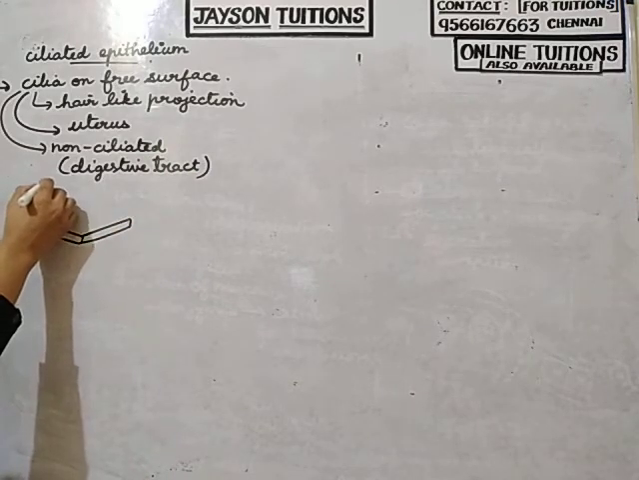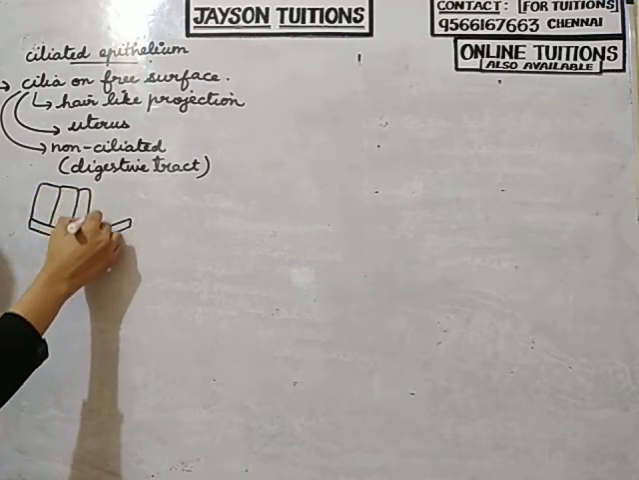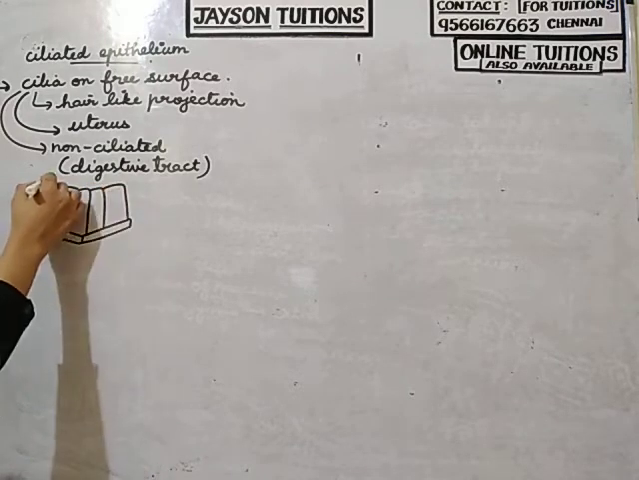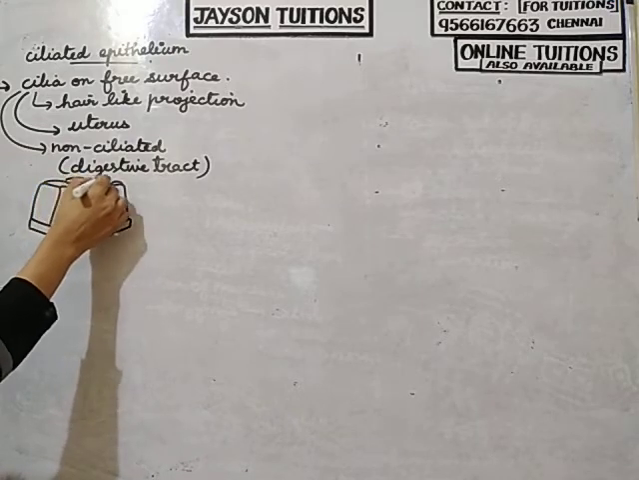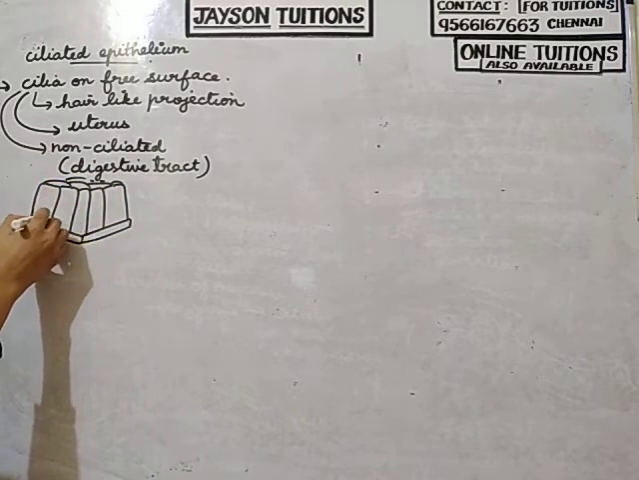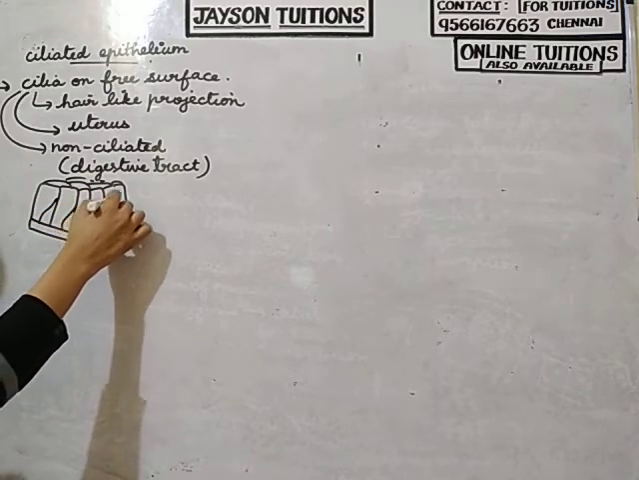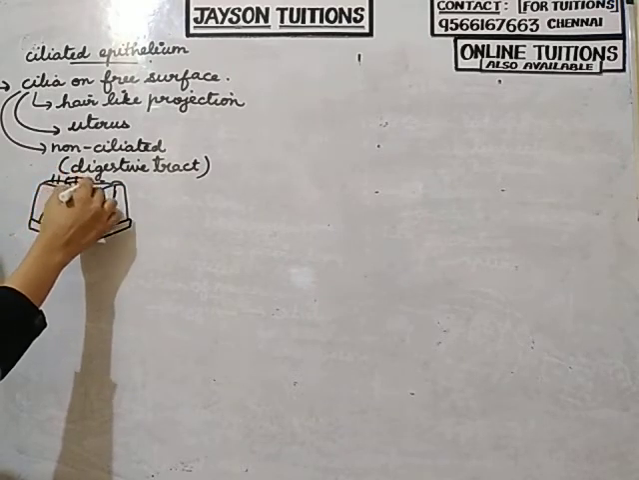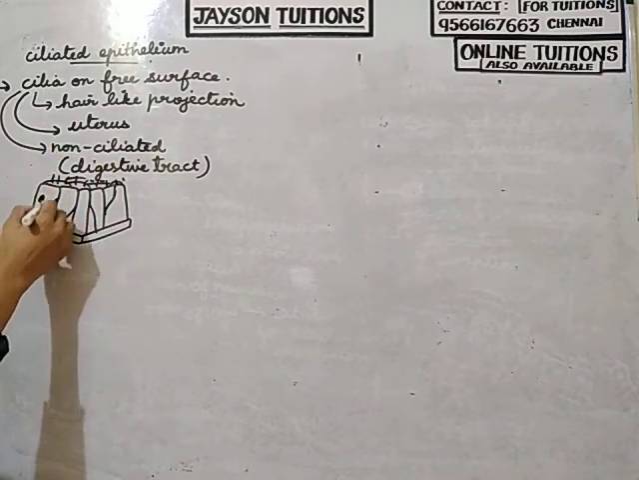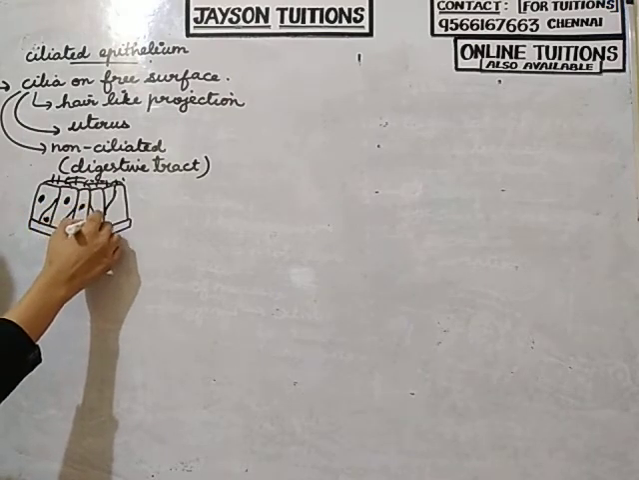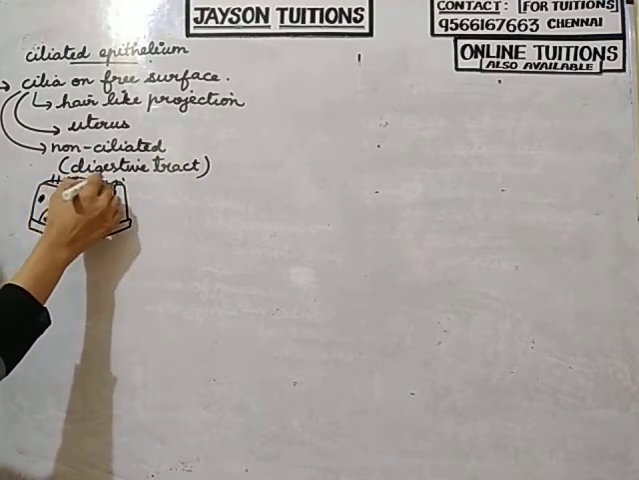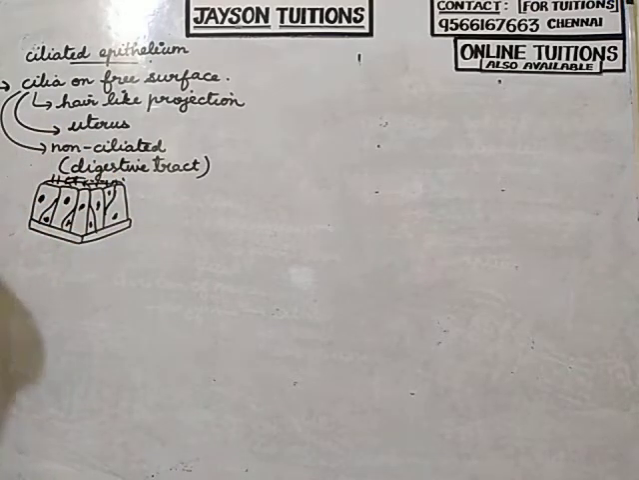It is also elongated only. Ciliations will be there. Ciliation means small hairs will be seen, and the tissues will be divided like this. Here you will have the nucleus, and small hair-like projections will be seen here. Clear? Next. So we have completed squamous, cuboidal, columnar and ciliated.